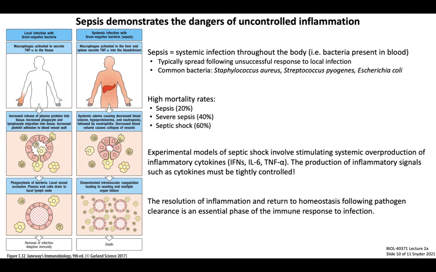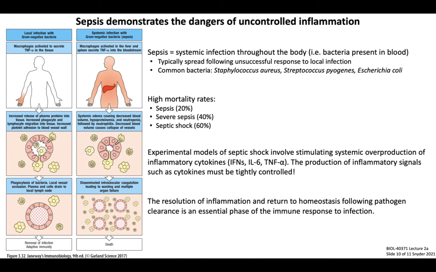Now, I want to end today's talk by stressing that inflammation is a critical process in promoting immune responses, but that it's extremely important to limit inflammation specifically to the local site of infection. And I think that this point is best exemplified by learning about sepsis, which is a pathology that results from what's basically uncontrolled inflammation that's present everywhere in the body.